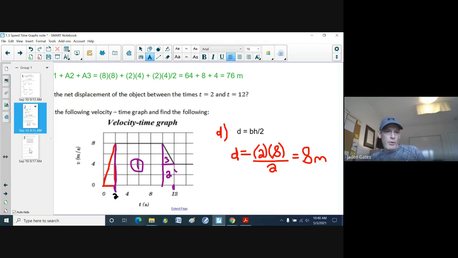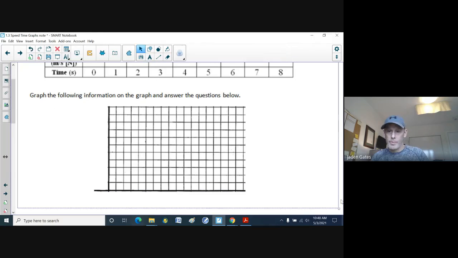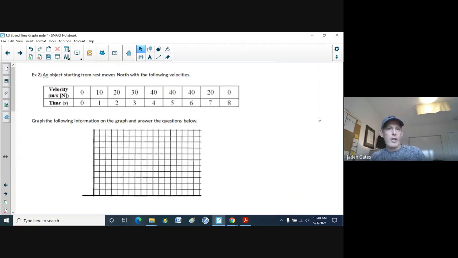Now, let's see. We get to the next one up here. All right. So I'm going to shrink this up a bit, easier to see. There we go. An object starting from rest moves north with the following velocities. So we got time here and we got velocity. And so we're going to have to graph the information first on the graph.